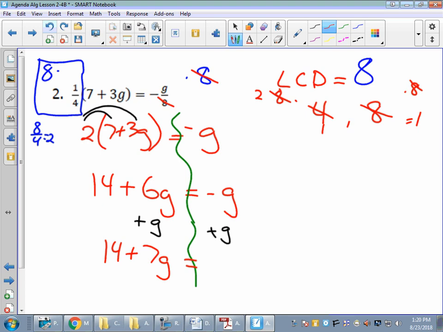The g minus a negative g plus a g would give us a 0 over here. You just got to remember that equal sign is 0. Some people lose the equal sign and they don't have an equation anymore. Remember, it is an equation, so we have to keep that equal sign there.